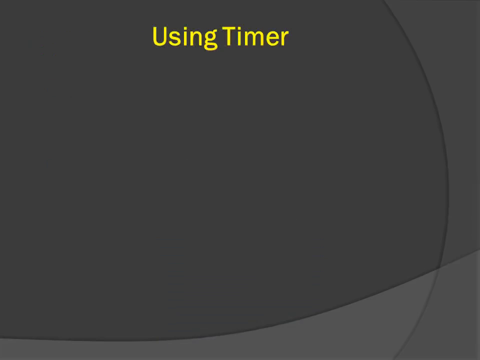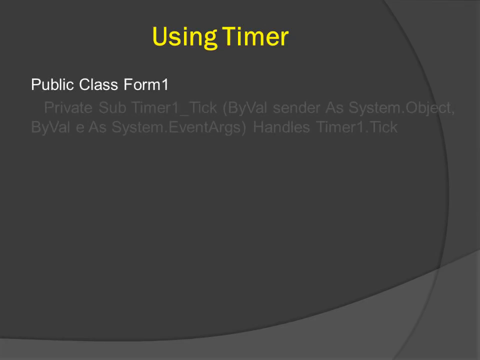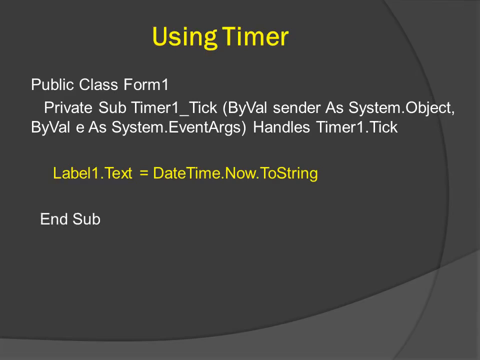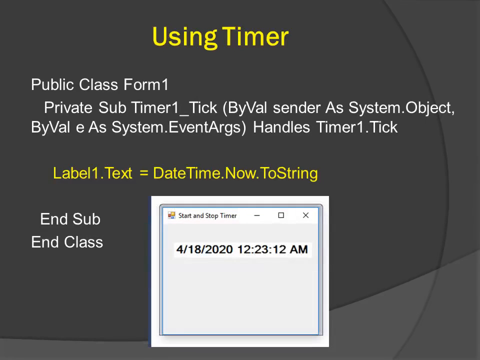How to use the timer? So let's have our code, public class Form1. We are now setting that once we load our form, automatically the timer starts, and we put a label that will contain our date and time. So in our code, Label1.Text equals DateTime.Now.ToString. So this will be our output.